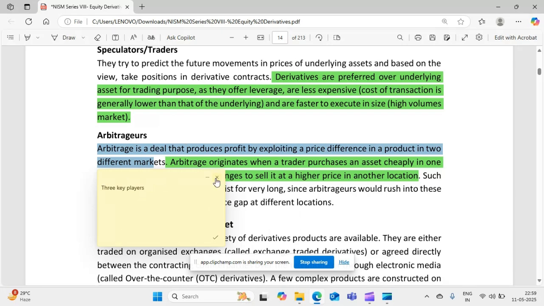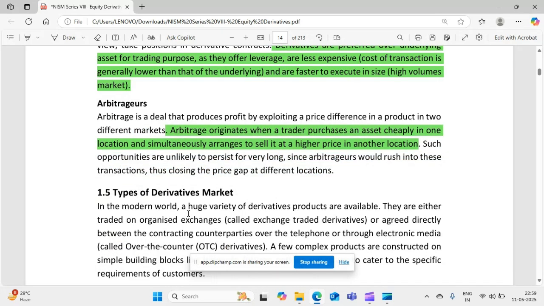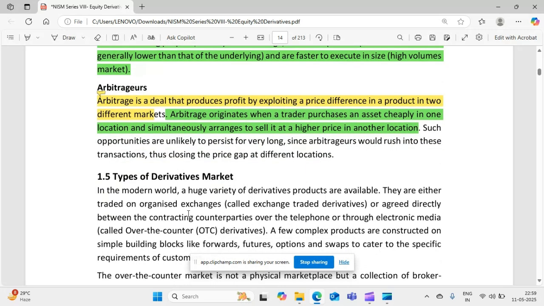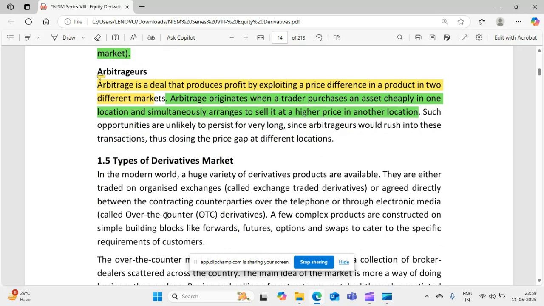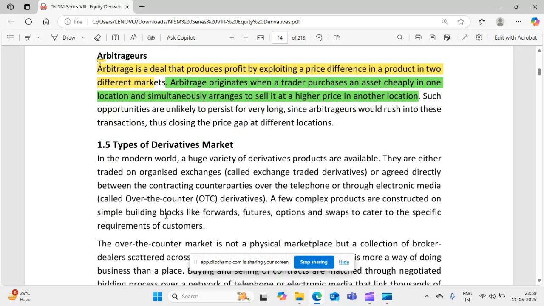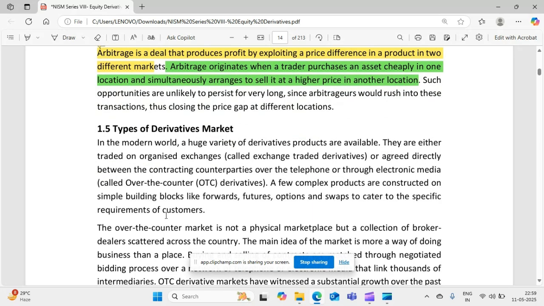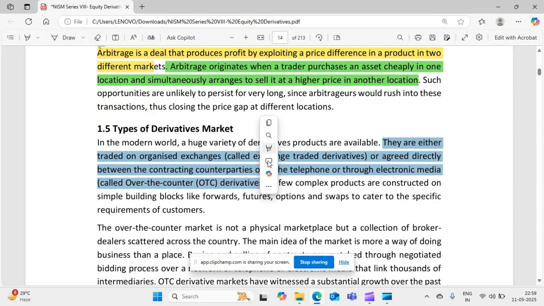What is the next point? What are the types of derivatives markets that we have? Derivatives markets are basically of two types. One which we call OTC, which happens typically between two players, and there are also exchange traded transactions. Exchange traded transactions are much more structured. So the transactions either happen between the parties themselves on OTC, or sometimes they are done on exchanges.